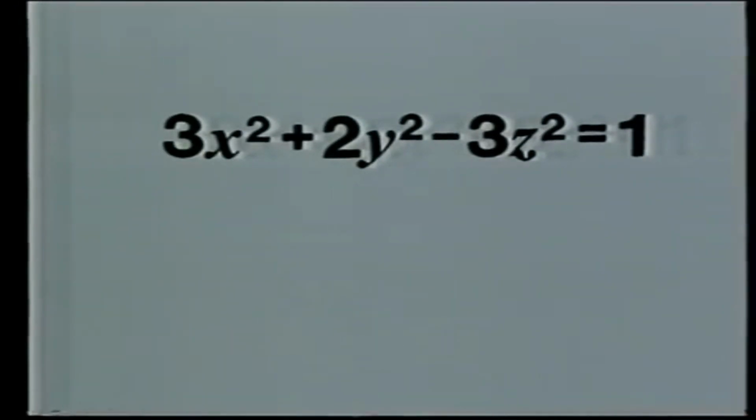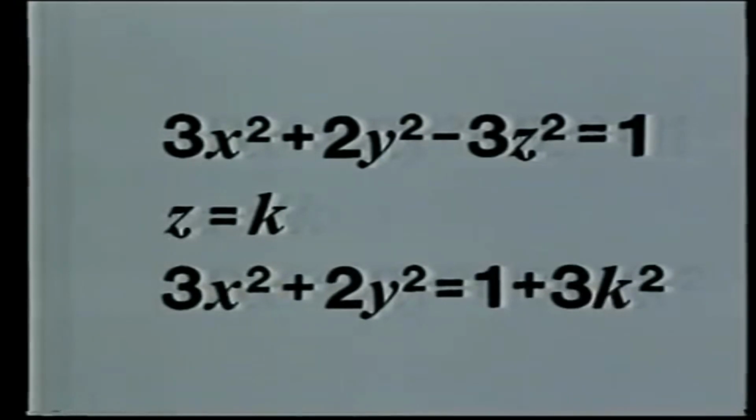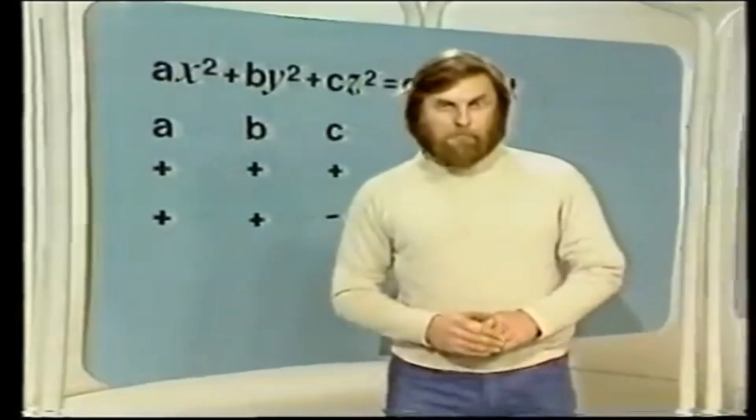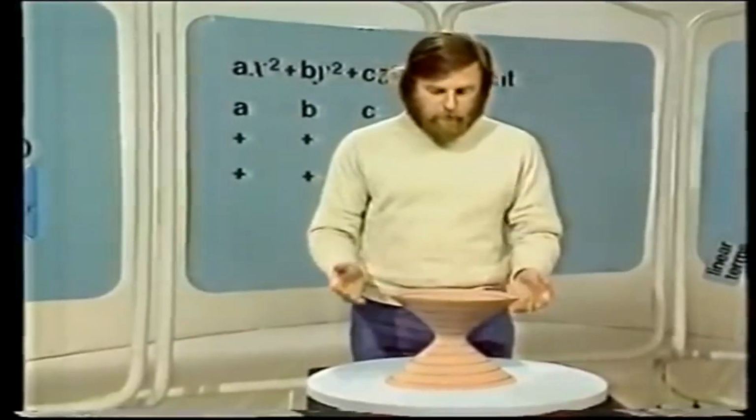Well, to find out, we can use the technique that Alan was using. We can cut a slice through it. We could try, for example, a slice parallel to the xy plane, and that means a constant value of z. So let's put z equals k and rearrange the equation to get 3x squared plus 2y squared is 1 plus 3k squared. Now, I think you should recognize that that's the equation of an ellipse. And furthermore, it doesn't depend on the value of k.